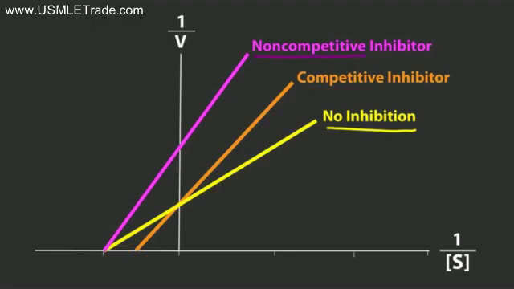What about a non-competitive inhibitor? A non-competitive inhibitor decreases enzyme activity and reduces Vmax, but it does not change Km. So with a non-competitive inhibitor, the x-intercept doesn't change, but the y-intercept is going up, and that means a lower Vmax. So a non-competitive inhibitor decreases Vmax.